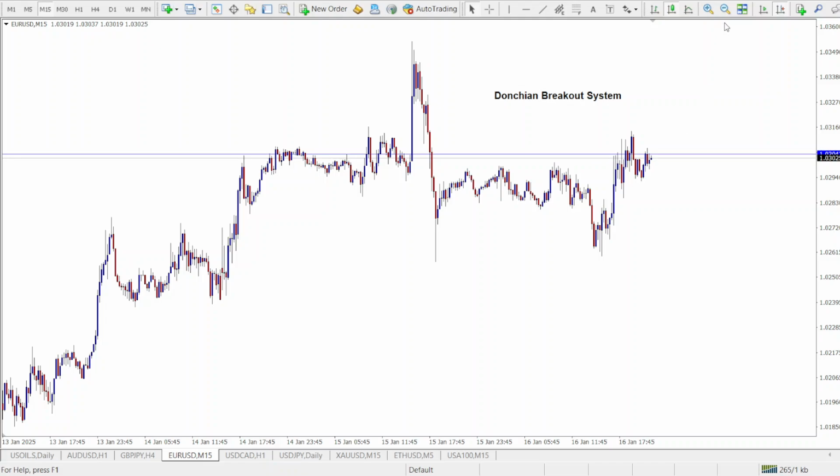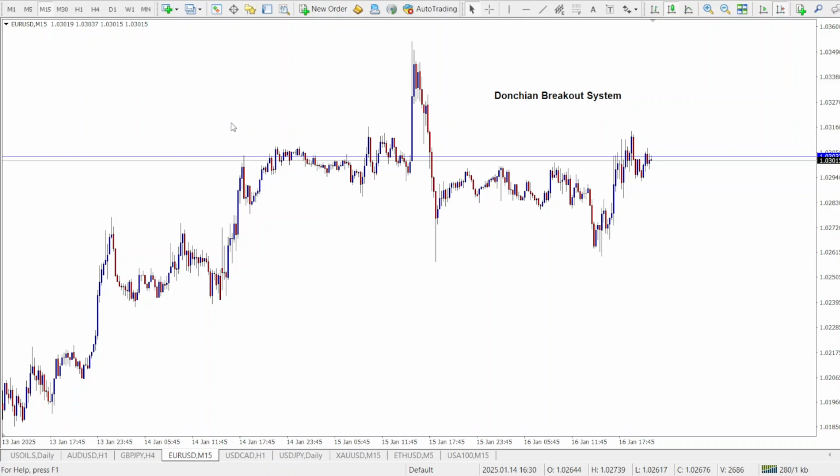So the first thing to do, of course, if you want to make use of this system, is to add the Donchian Channels indicator to your chart. This indicator might not be readily available to you if you use the MetaTrader platform, so you might need to download it from an external site. You can check out the MT5 marketplace, or you can check Indicators Port. Indicators Port is one of the sites I usually use.